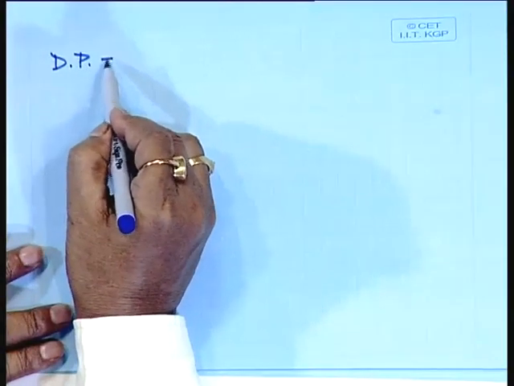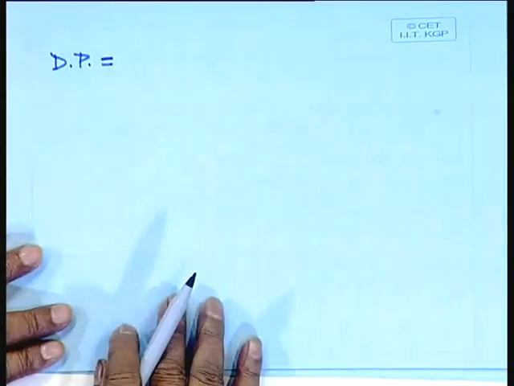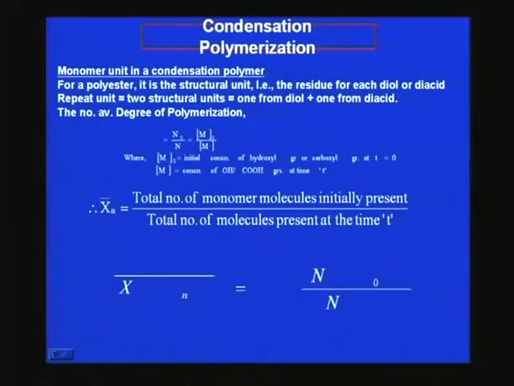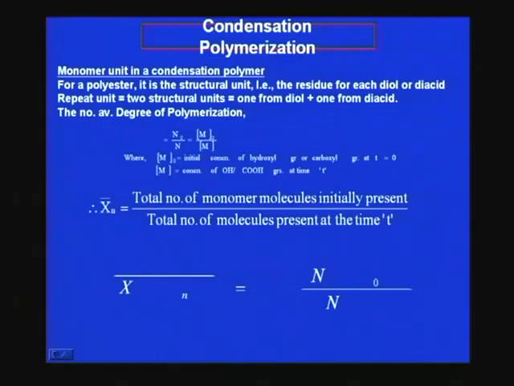Degree of polymerization is equal to the number of molecules initially present divided by the number of molecules present at any instant of time during the polymer growth. Here it is written.